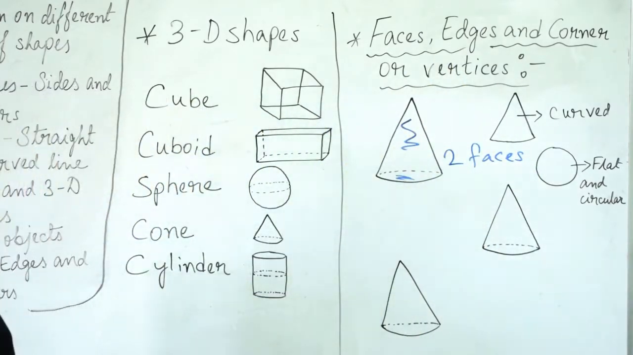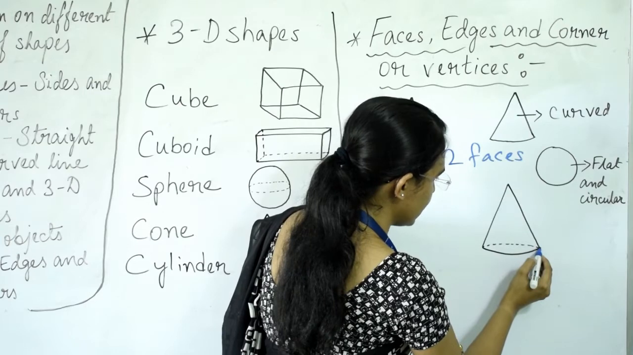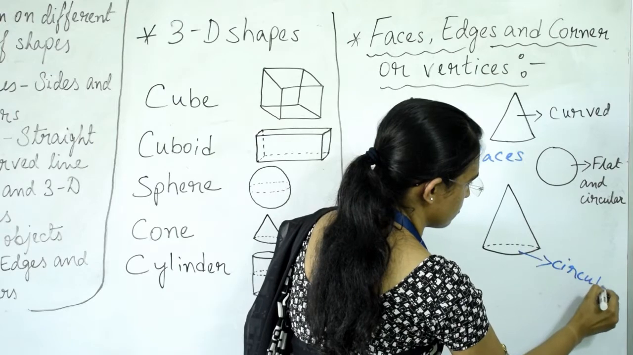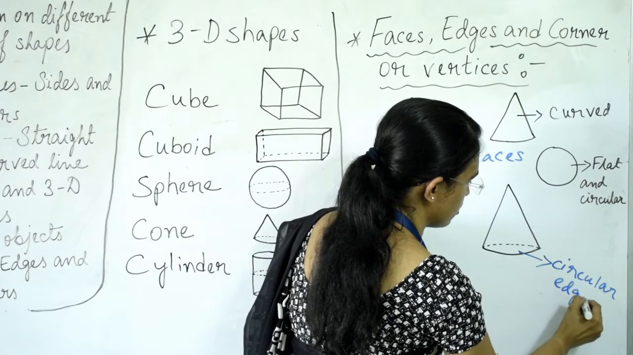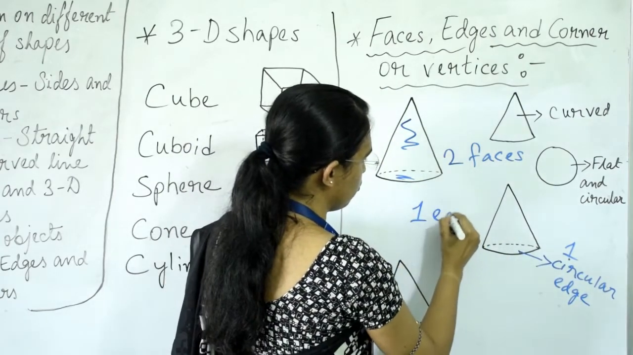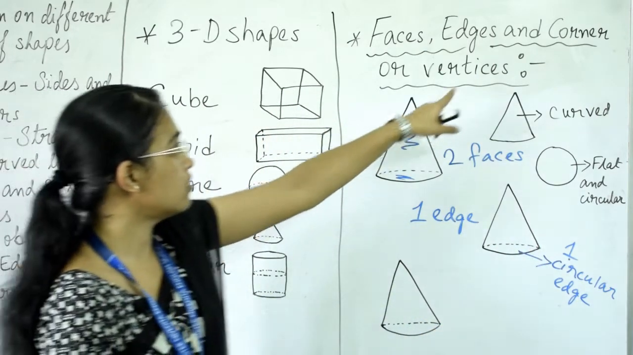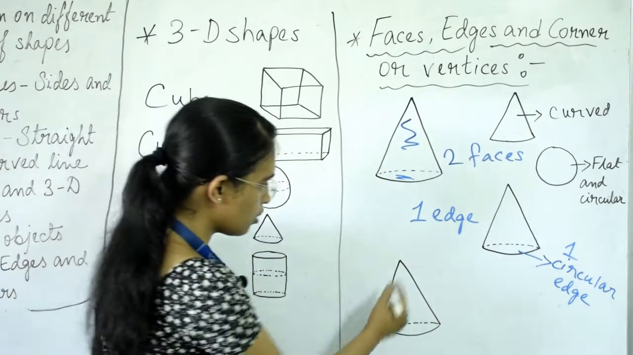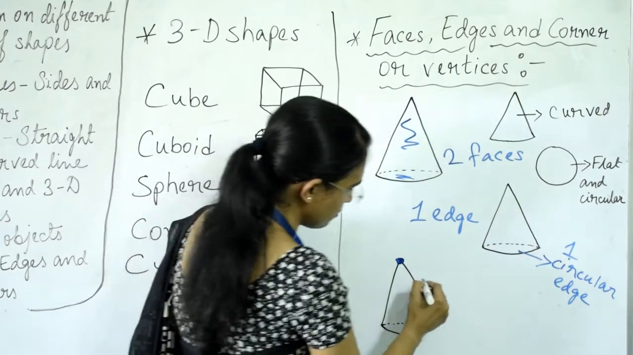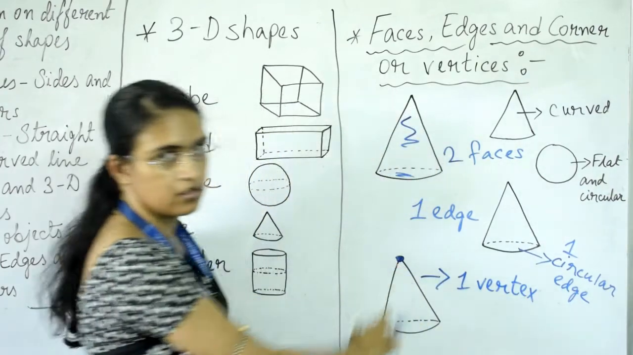Now we have to find out edges. How many edges are there in a cone? There is only one edge, that is a circular edge. Only one edge, that is this one. Now next we have to find out corners or vertices. In a cone there is only one vertex, that is this one. So in a cone there is only one vertex or corner.